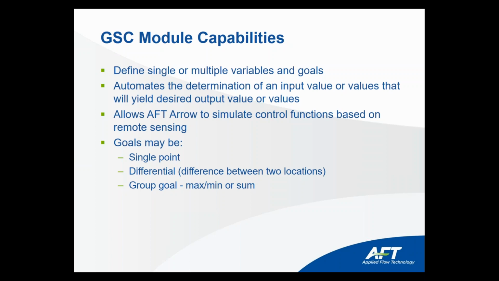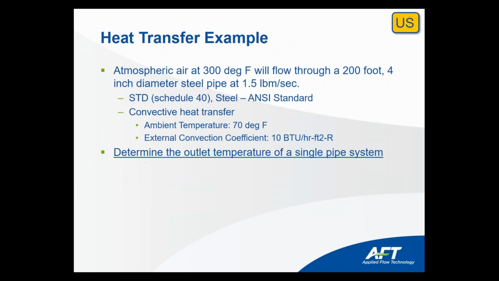Now the goals that are available to you can be single point. You can also have a differential goal, so what is a pressure difference between two locations? Or you can have a group goal, either a max or a min, or a sum of a parameter for a multitude of lines in your piping network.